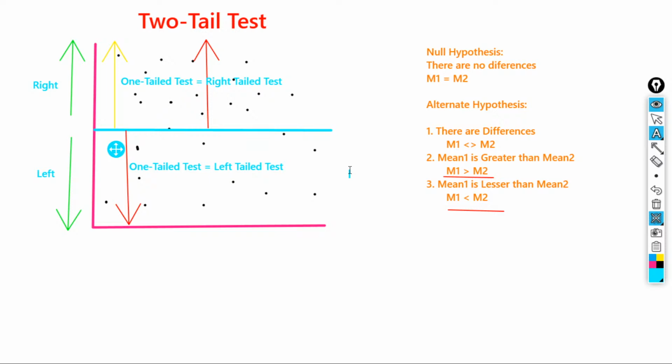Why should we understand the type of test that we are doing? Because for each and every test there is a different formula which will generate the test statistics for us. Now let's close this.